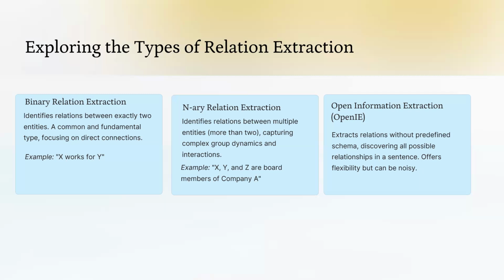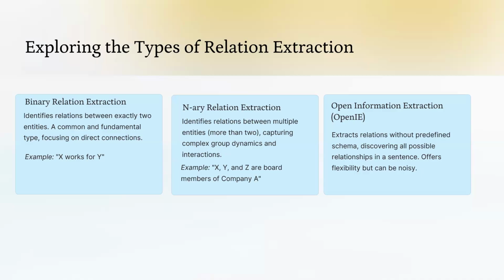The next type, which is n-ary extraction, goes beyond pairs and can identify relationships involving three or more entities simultaneously. If you take an example of X, Y, and Z are board members of a company A, it can identify this. N-ary relation extraction can identify more complex dynamics and is very useful in tasks like scientific literature or multi-party business transactions.